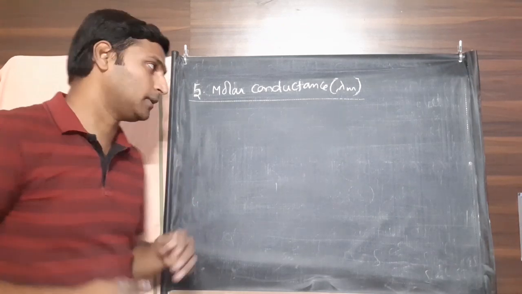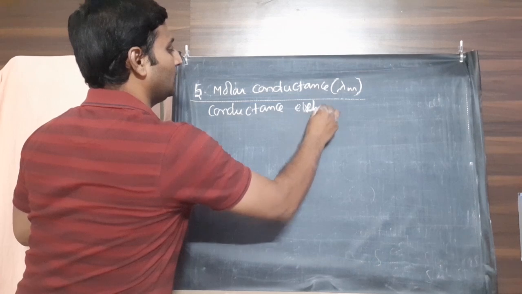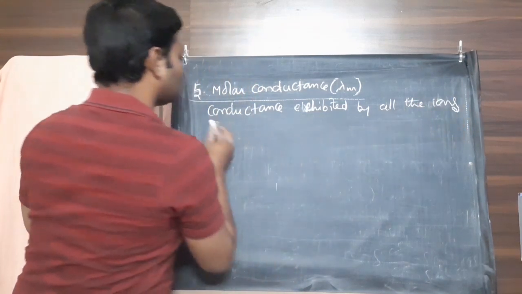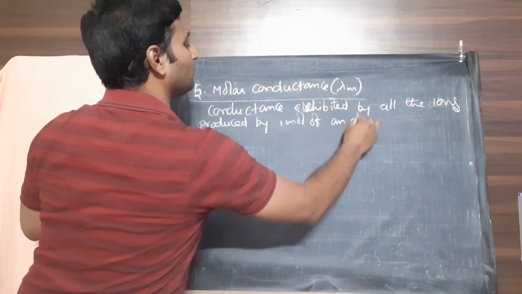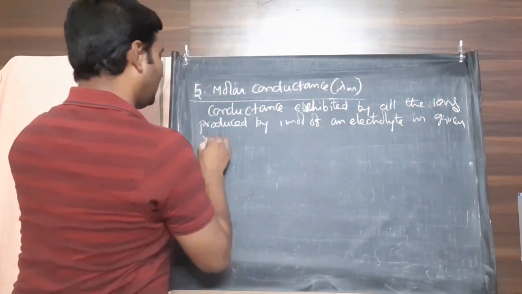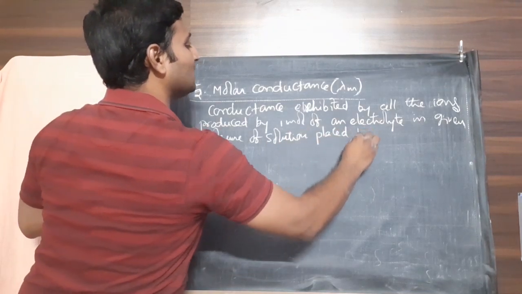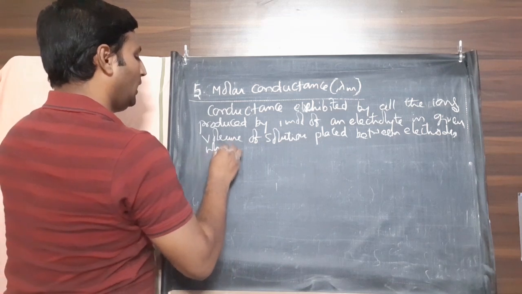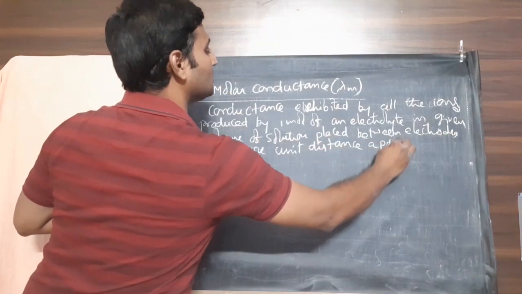Okay, so let me write: conductance exhibited by all the ions produced by 1 mole of an electrolyte in given volume of solution placed between electrodes which are unit distance apart. Electrodes which are unit distance apart.